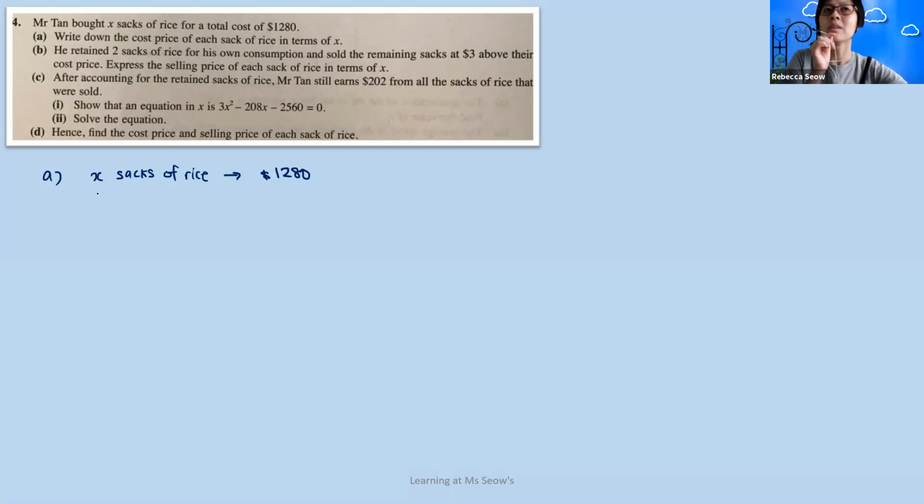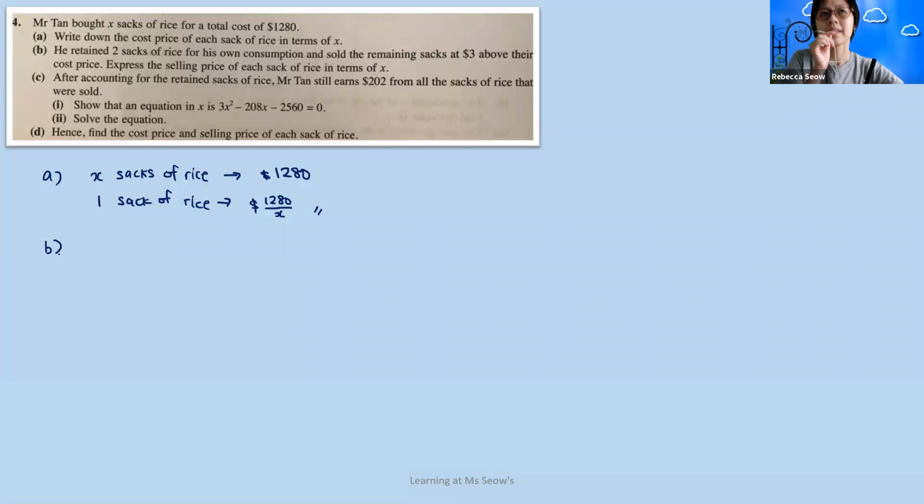So each, meaning one sack of rice, would mean to take $1,280 divided by X, because that is the cost for X sacks of rice. So the answer for A will be this. Now we'll move on to the next question.